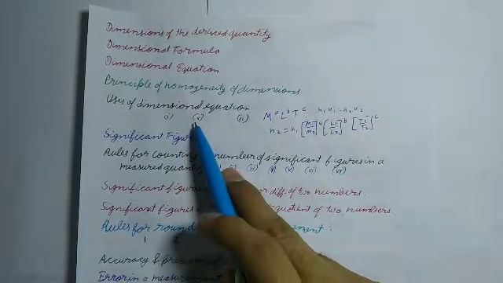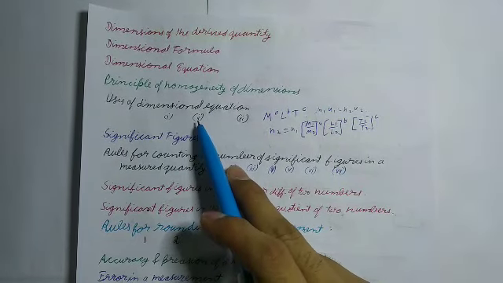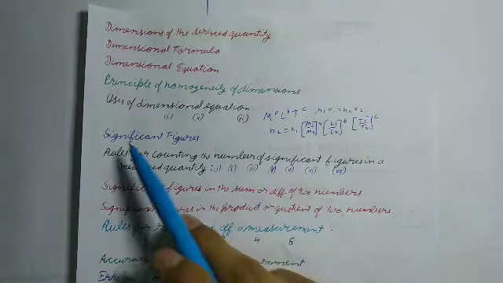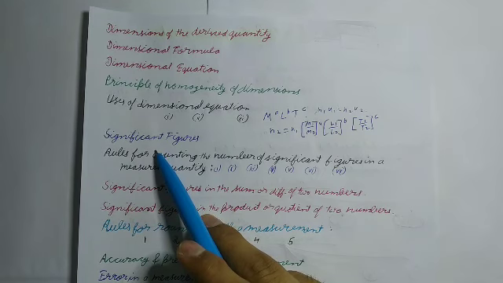Now, the second use of dimensional equation is to check the correctness of a given physical relation. The third use is to derive a relationship between different physical quantities. Next is significant figures. The significant figures are normally those digits in a measured quantity which are known reliably plus one additional digit that is uncertain.